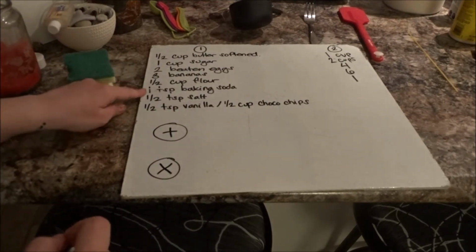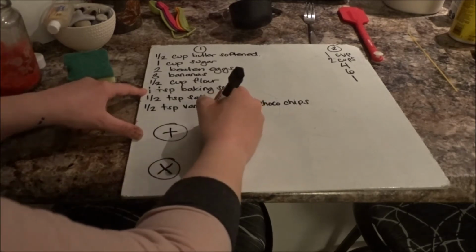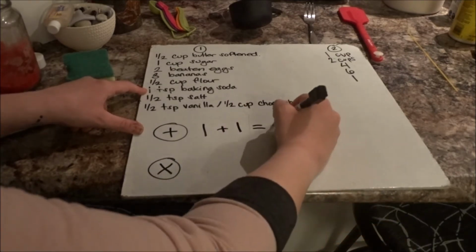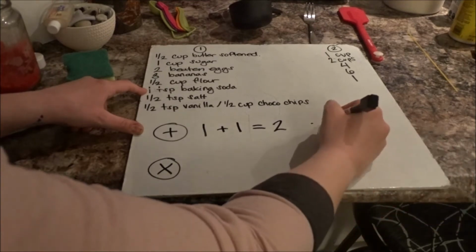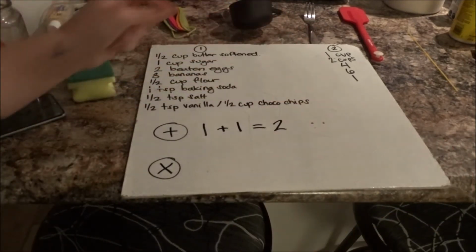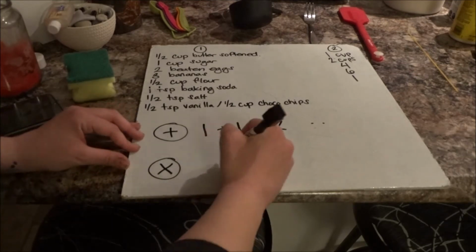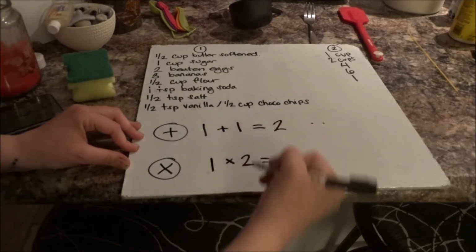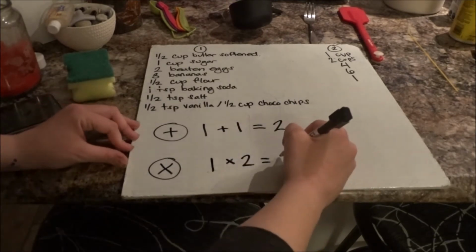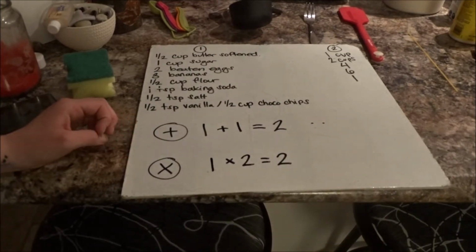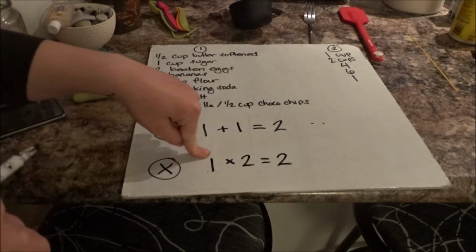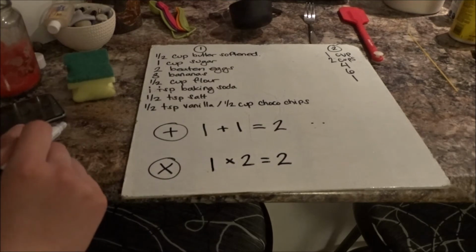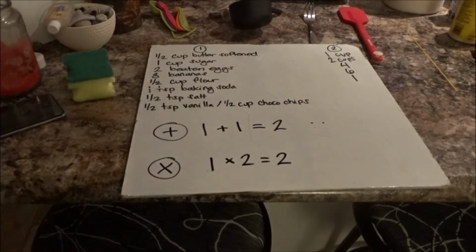Okay, so we are on to the baking soda. It says we need 1 teaspoon of baking soda. So if we're gonna add it, 1 plus 1 equals 2. Now if we are going to times this, 1 times 2 equals, if you said 2, you're right. Because anything times 1 is itself, and anything times 2 is double itself, which is 2. Okay, so 2 teaspoons of baking soda.